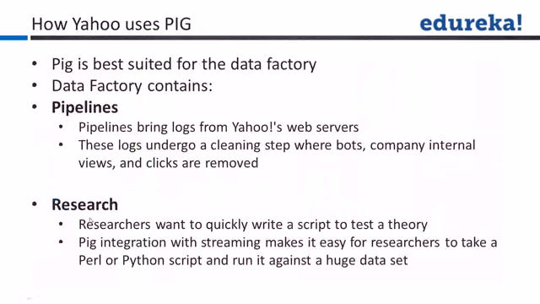Then, the other example I gave was quick prototyping, where researchers will be using it. They want to quickly write a script to test a theory. Pig's integration with streaming makes it easy for researchers. There's something called streaming integration on Pig, where you can run a Perl or a Python script using Pig on a huge data set, which will finally be converted into a MapReduce job, and then you can quickly check how things work. Usually people are comfortable writing a Perl or Python script. Now they want to run it in a distributed fashion, so they'll probably use Pig for that.